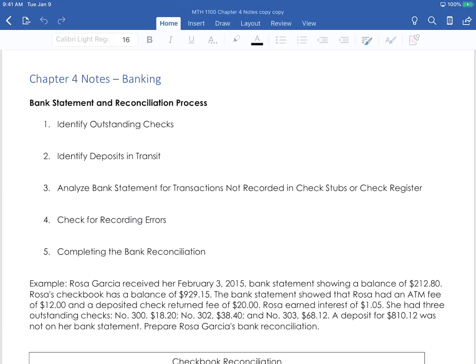And step 4 is look for recording errors. Make sure that you're adding and subtracting correctly. Make sure that you didn't write something down twice, or that you didn't copy something down wrong. So step number 4 is just to check for general mistakes. And then number 5 is once you have all that information checked, you want to do your additions and subtractions and make sure both columns have the same balance at the end.